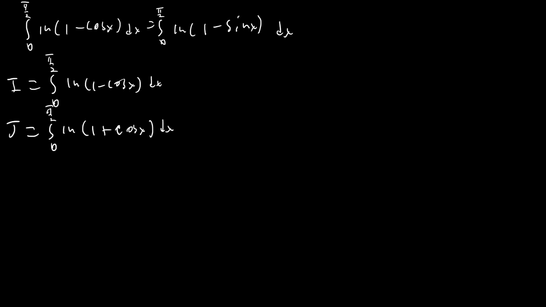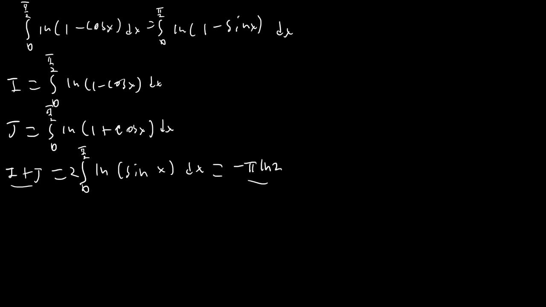So first let's calculate I plus J. And this is going to be the integral from 0 to pi over 2 of ln sine squared of x dx, which is the same thing as the integral from 0 to pi over 2 of 2 ln sine of x, right? And we know that this is just equal to negative pi ln 2. That's equal to I plus J.